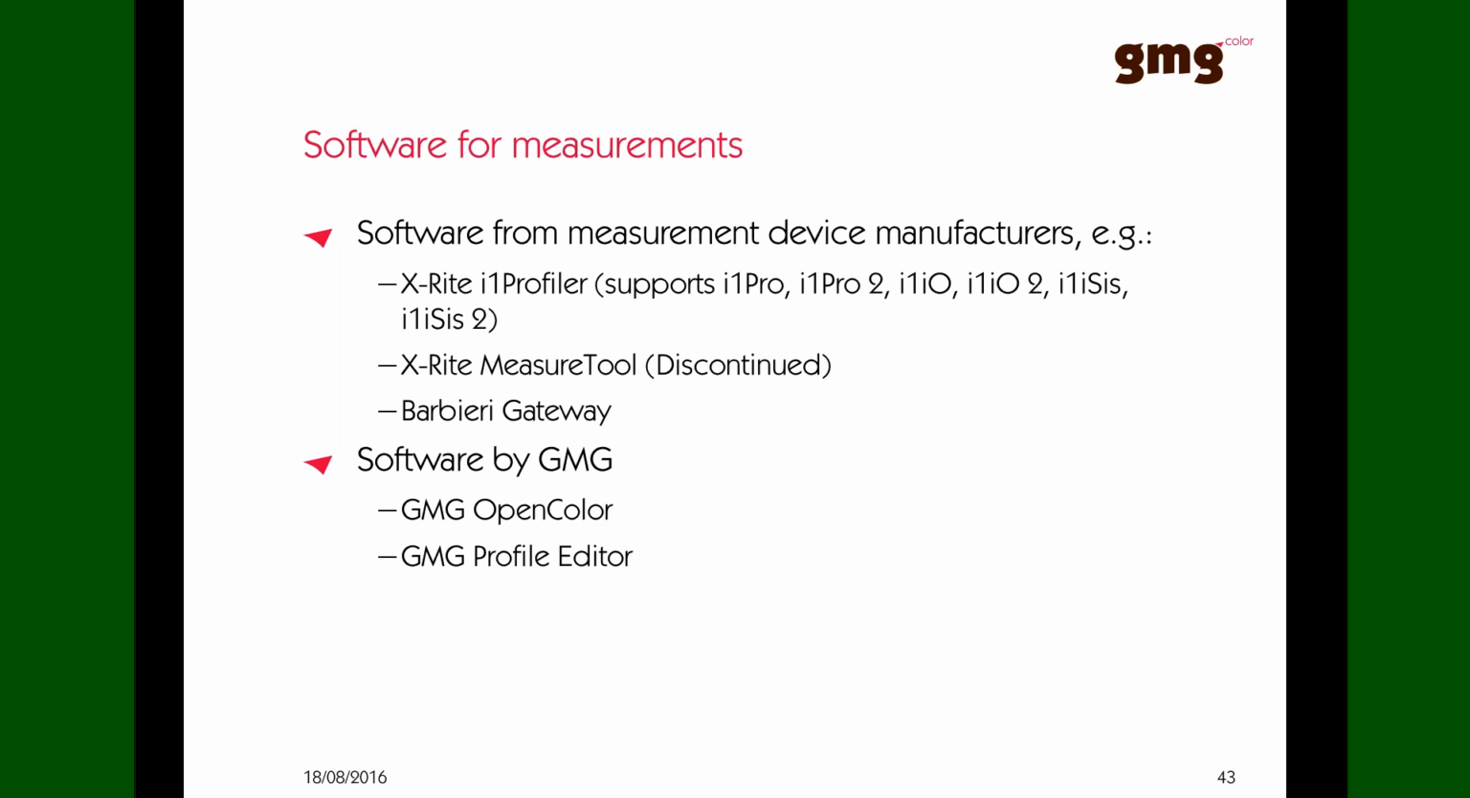And then, of course, there is measurement software from independent software vendors. Here are just two examples of software by us, by GMG. It's the GMG ProfileEditor, which can measure and export LAB values from measuring devices. And we have, for example, OpenColor, which is able to measure spectral data, export spectral data, and work with it.